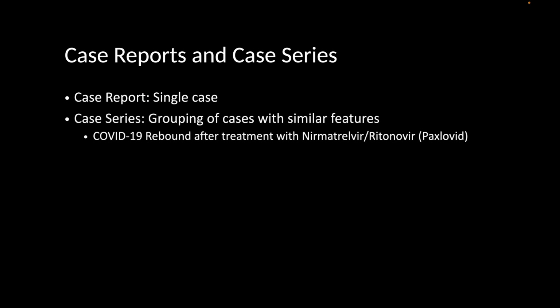Okay, so the observational study types are these five. And the first two, case reports and case series, really go together, and they're the most simple, because a case report is simply a description of a single case. It is a narrative explanation of what happened, and a case series is a grouping of cases with similar features to describe some phenomenon that people notice with a cluster of patients. And this is really useful for new discoveries and new things.